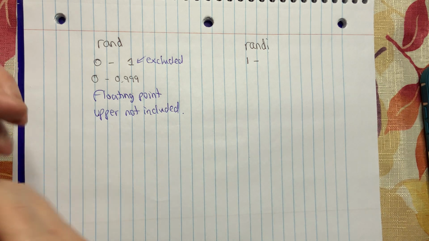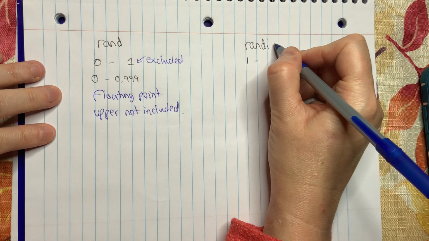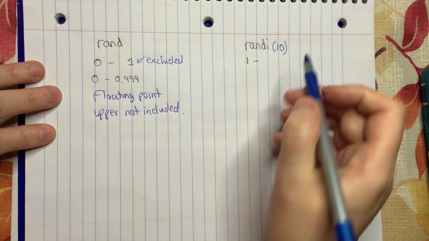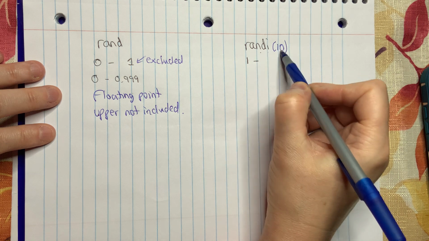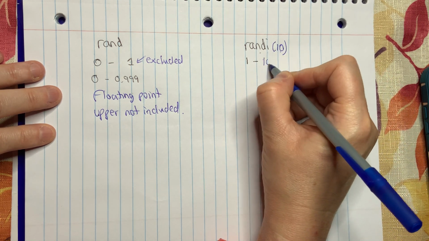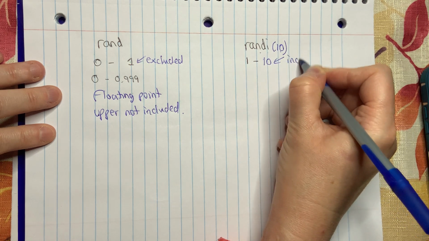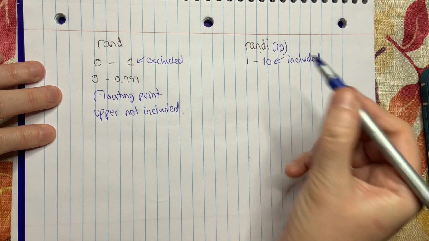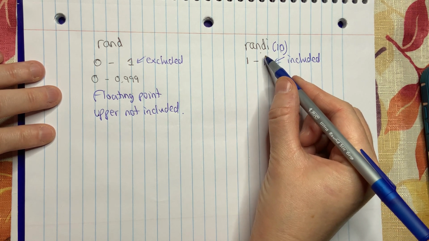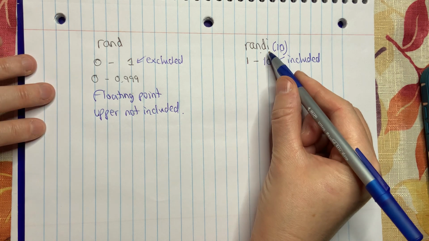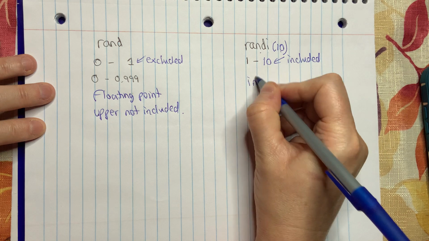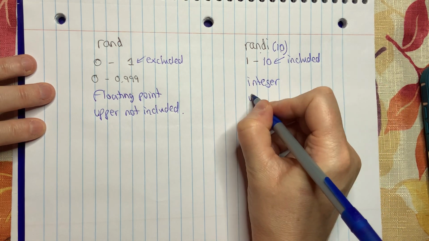So for randi, you will say, let's say in this case it's going to be 10. So you want a random integer between 1 and 10. And so in this case it will be 1 and 10, and 10 will be included. So randi does not return decimals, it just returns integers, or whole numbers. That's another word for whole numbers. So the keywords for randi are integer and upper limit included.